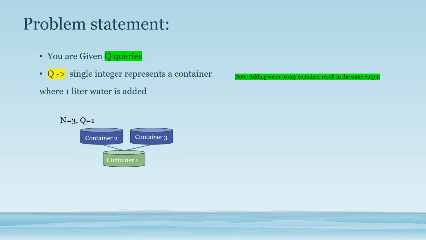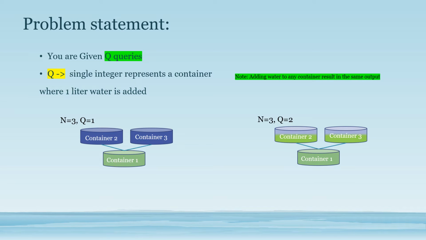Okay. So now if n is equal to 3 and q is equal to 1, then only one container is filled. And if n is equal to 3 and q is equal to 2, then this container is filled and this one is half filled, not completely. What we have to output is how many containers are completely filled. So here the output is 1, here also the output is 1. But if q is equal to 3, then the output is 3 because 3 containers will be completely filled.